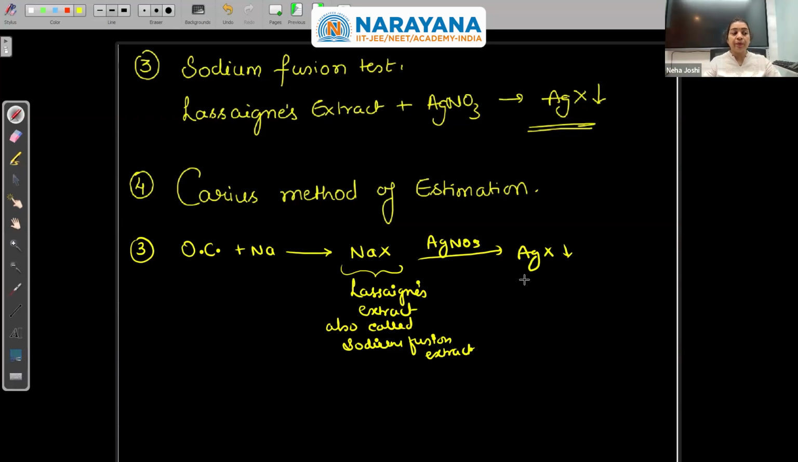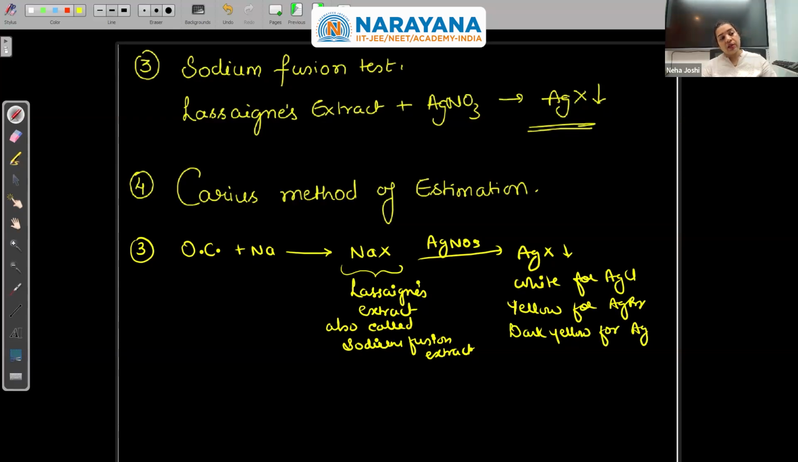If it is chlorine, the precipitate is white, right? White for AgCl. And of course, one extra piece of information: it is soluble in ammonia. If it is light yellow, then it is AgBr. If it is dark yellow, then it is AgI. So this is how we report which halogen is there.